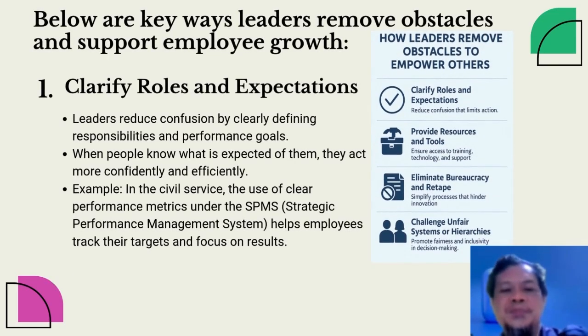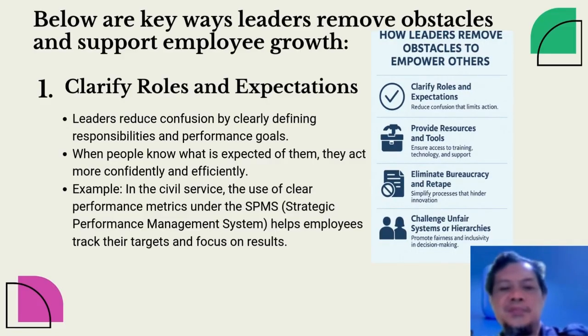Number one, clarify roles and expectations. Confusion weakens empowerment. Leaders must clearly define roles, tasks, and performance expectations. Example, in government, we have SPMS or the Strategic Performance Management System to help employees know exactly what targets they need to hit.